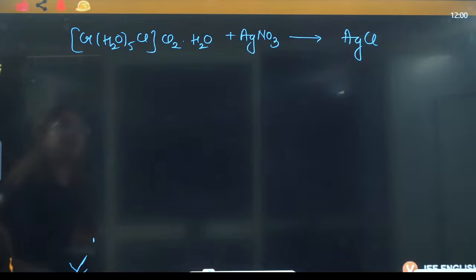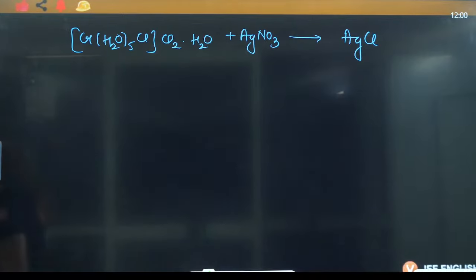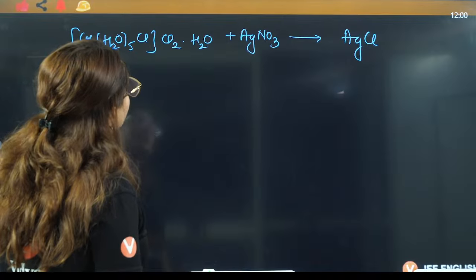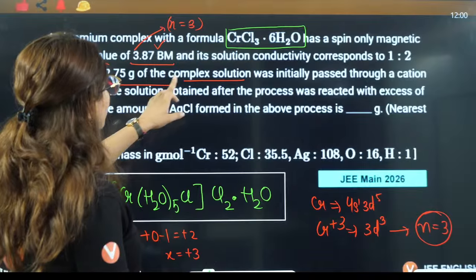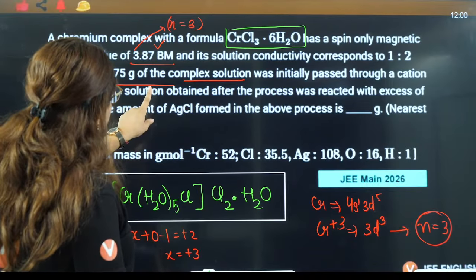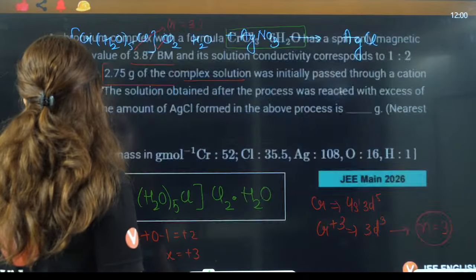Firstly, you have to balance this equation here, right? So firstly, let us balance this equation, everyone. We are saying that the solution of complex will initially pass through a cation exchanger, right? The solution obtained after the process was reacted with excess of AgNO3.